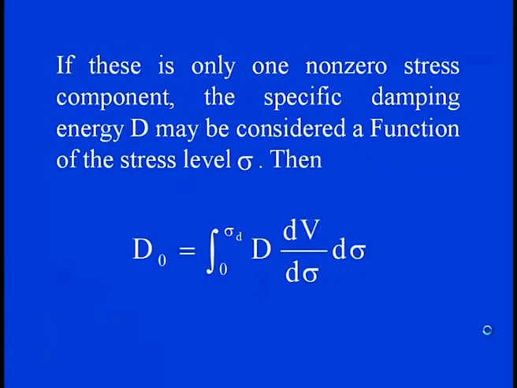And if there is a non-zero stress component, like in the stress tensor feature, then the specific damping energy D can also be considered a function of the stress level which is distributed across x, y, z. So, the overall damping D0 is the integral from 0 to sigma d of the specific damping, dV by d sigma, into d sigma. Now we are multiplying with the entire volume change and the change of this with respect to the stress changes.